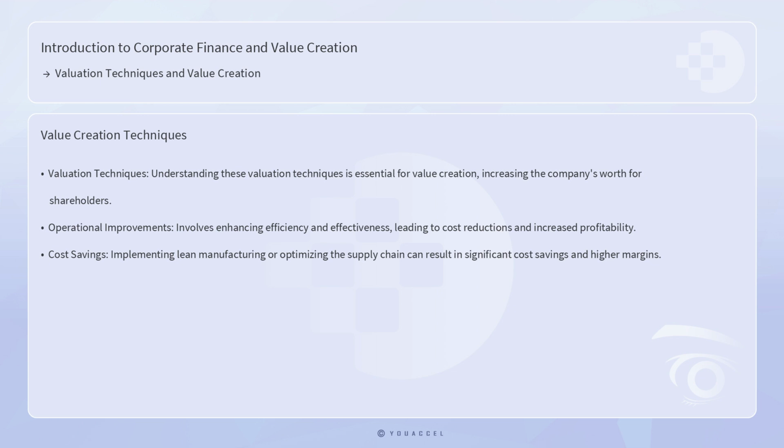Operational improvements involve enhancing the efficiency and effectiveness of a company's operations, which can lead to cost reductions and increased profitability. For instance, implementing lean manufacturing techniques or optimizing the supply chain can result in significant cost savings and higher margins.